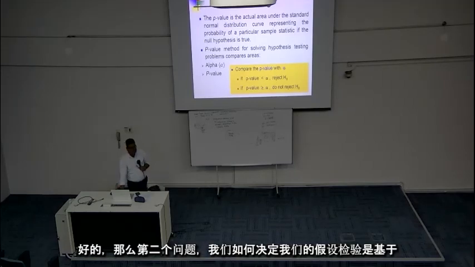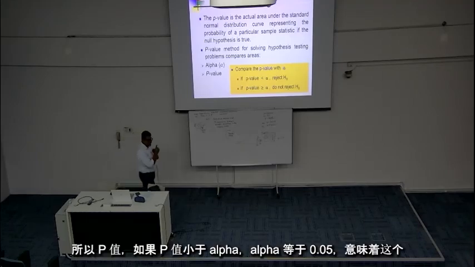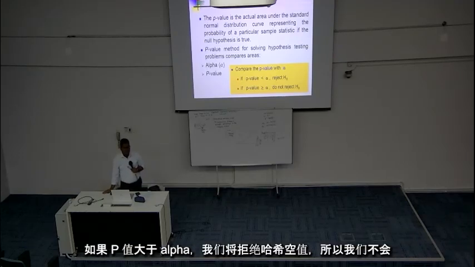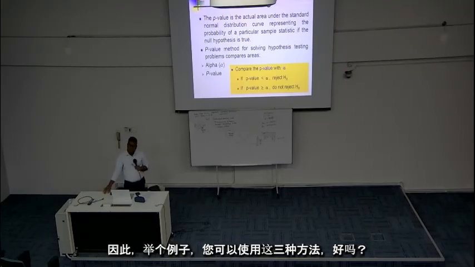All right. So the second way to decide for our hypothesis testing is based on the p-value method. If the p-value is less than alpha, where alpha is equal to 0.05, it means we reject the H null. If the p-value is greater than alpha, we do not reject the H null. Okay, so in one example, you can proceed with the three methods.